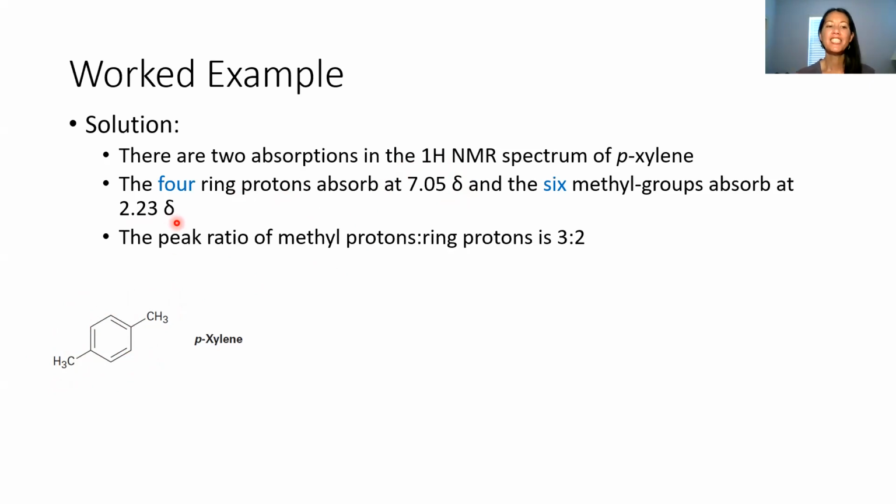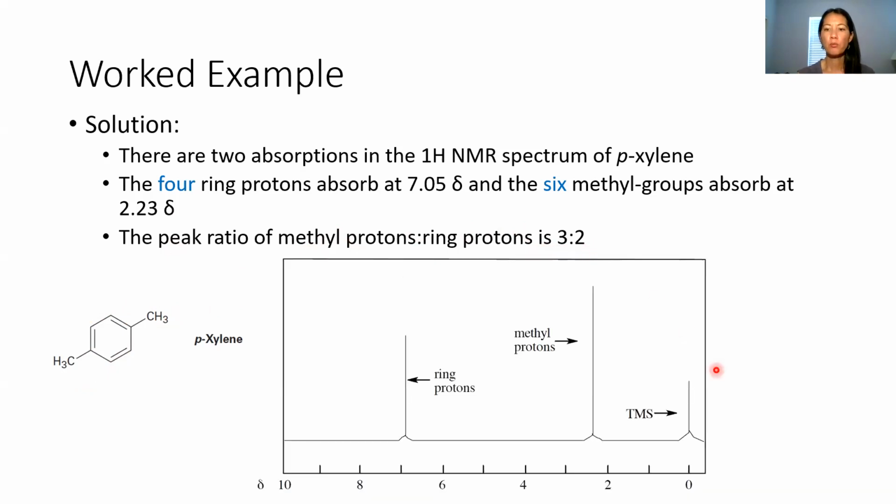The peak ratio, methyl to the ring protons, should be 6 to 4, which reduces down to 3 to 2. So the spectrum should look somewhat like this. We have a reference trimethylsilane at 0. A little past 2 are the methyl protons because they're attached to an aromatic. So they're not around 1.1 or 1.2 like the tert-butyl was. And then the ring protons will come up closer to 7.